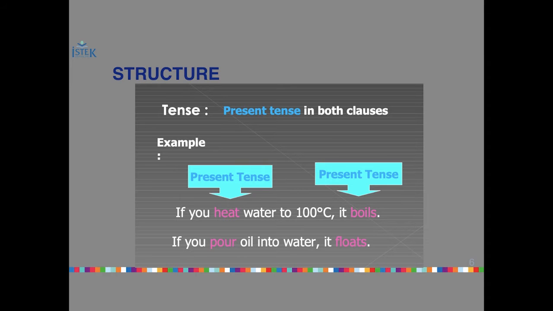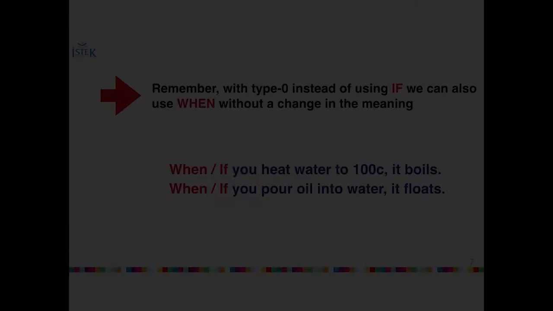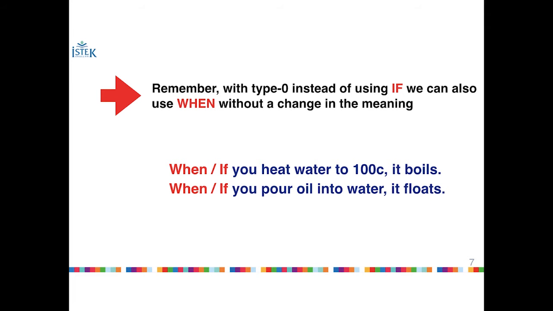Let's take a look at its structure. Because we use it to express actions and situations in general sense, in both sentences we use present simple tense. It's simple, isn't it? And always remember, with type 0, instead of using if, we can also use when without a change in the meaning. So instead of saying if you heat water to 100 Celsius degrees, you can also say when you heat water to 100 Celsius degrees. The meaning won't change.